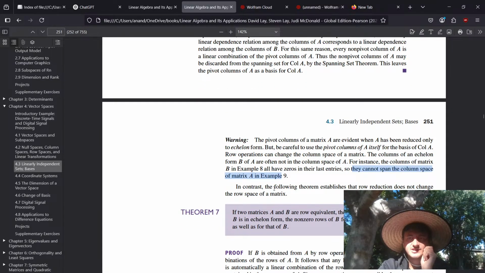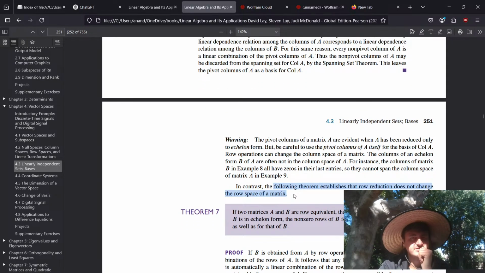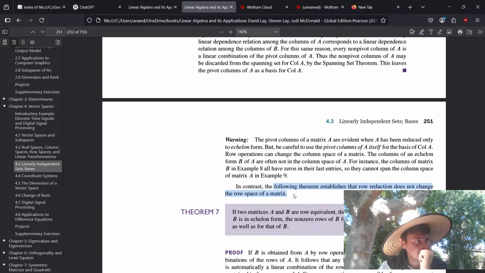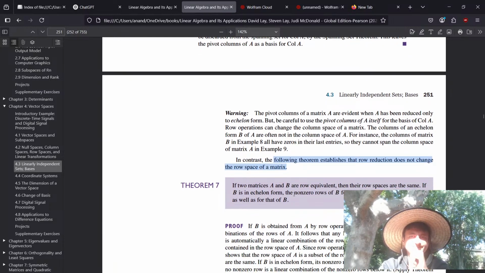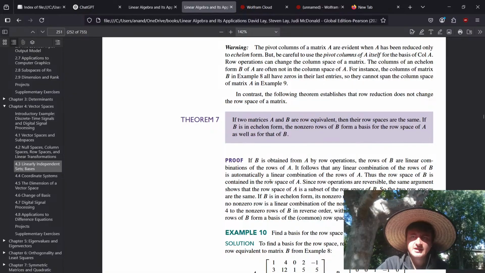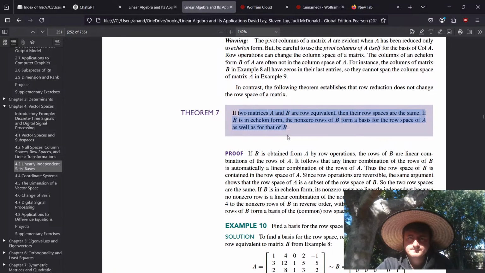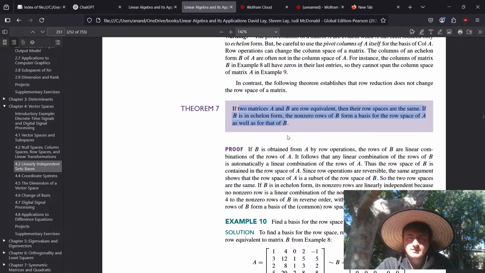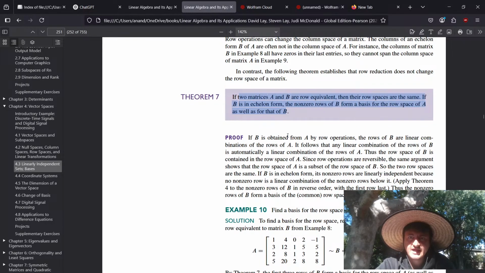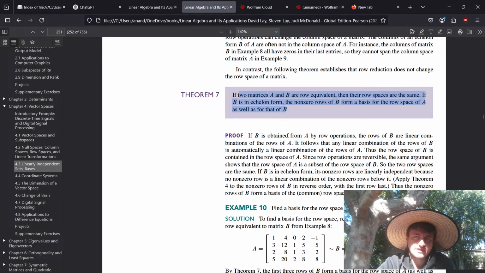In contrast, the following theorem establishes that row reduction does not change the row space of a matrix. Yeah. If two matrices A and B are row equivalent, then their row spaces are the same. If B is an echelon form, the non-zero rows of B form a basis for the row space of A and for B. Okay, yeah.